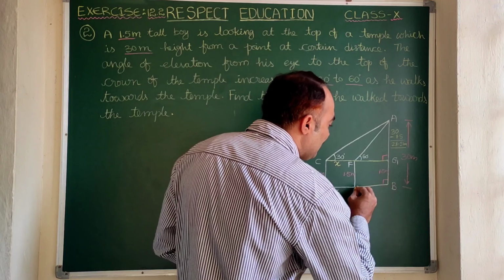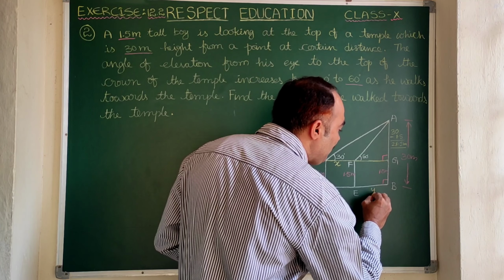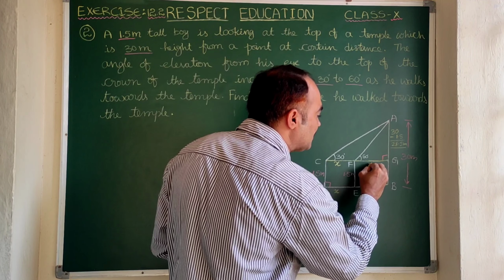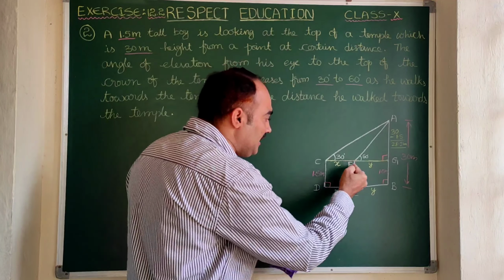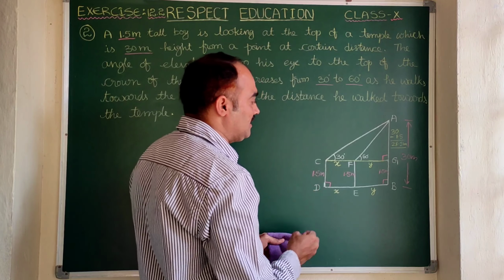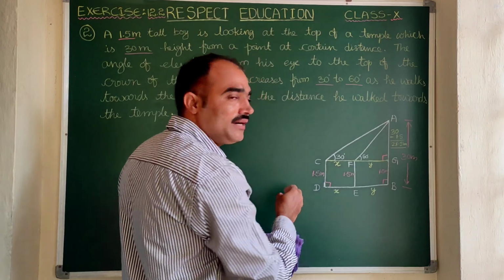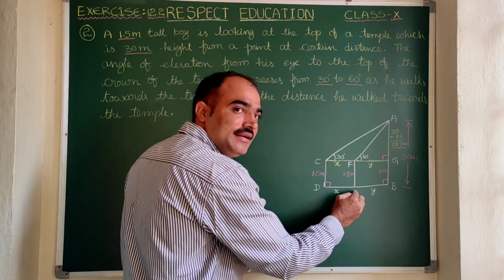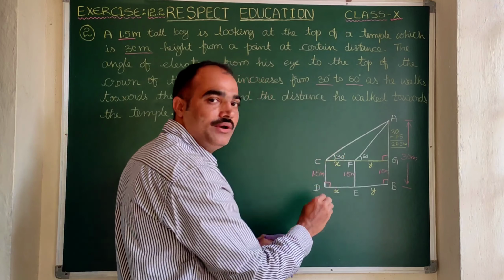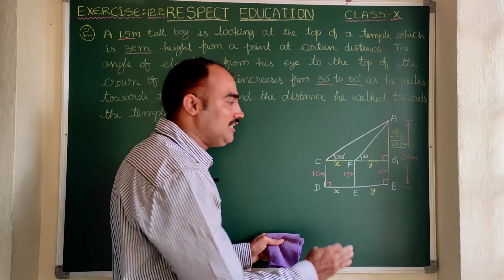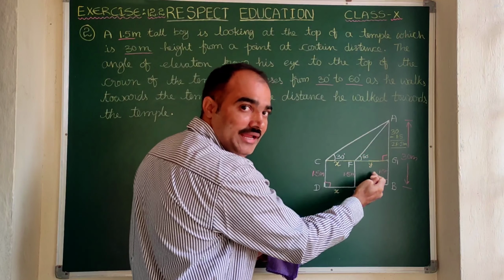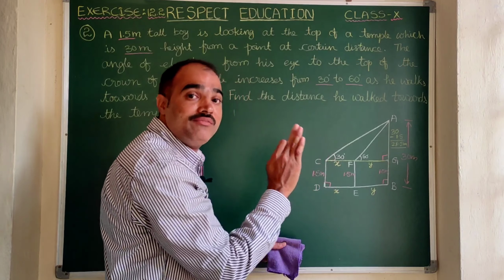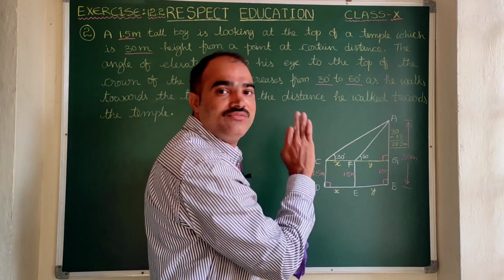Same way here, let us assume BE as some y meters. The same y will be carried forward, so this will be y meters. That is what GF is, y meters. FC is x meters. We are asked to find the distance he walked. He walked from D to E. So we have to find only the x value. We are asked only to find x, but without taking the help of y, we can't find x.